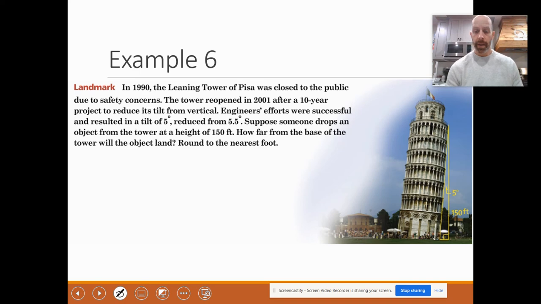All right. I think this is our last example. So I got one more for this one. This one's an applied one. Notice that there's this little yellow triangle here. Hopefully you guys are familiar with the Leaning Tower of Pisa.